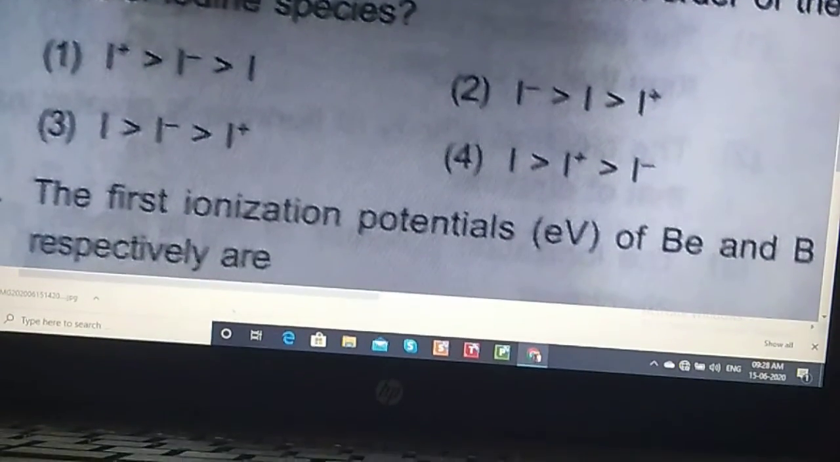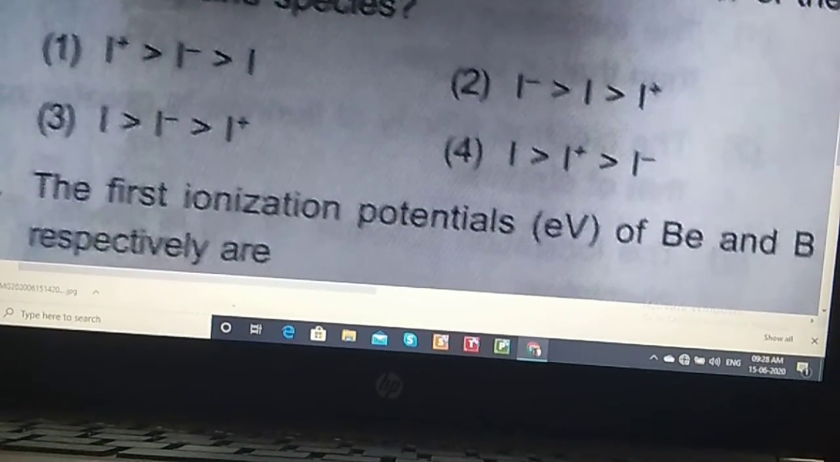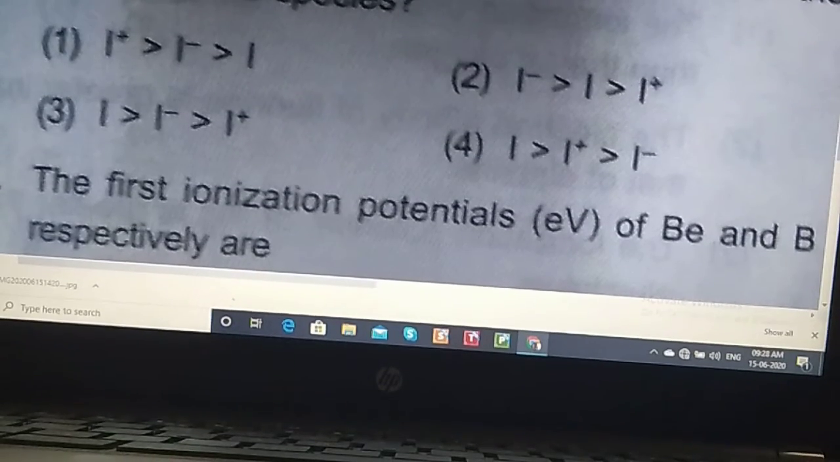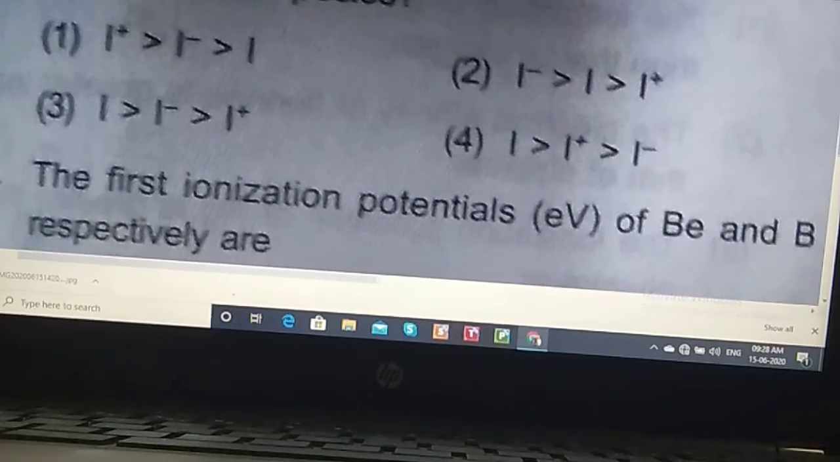Option 1 has I plus with the larger size, which cannot be, so option number 1 is wrong. Option number 2 is I minus, then I, then I plus, so the correct option is option number B.